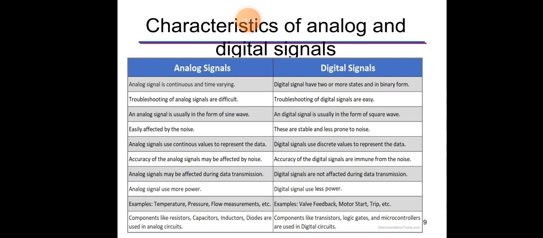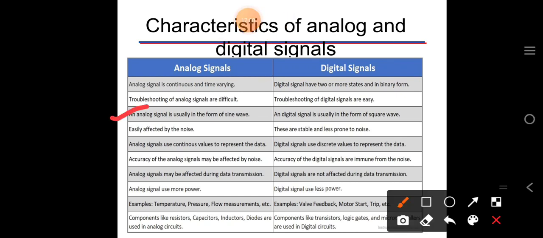Then third point says that an analog signal is usually in the form of sine wave. Okay, we can use the square wave as well as sine wave, but generally it is in the form of sine wave. And a digital signal is usually in the form of square wave, and the square wave goes from logic level 0 to logic level 1, that is from 0 volt to 5 volt. Fourth point says that analog signal is easily affected by noise, and digital signals are stable and less prone to noise.